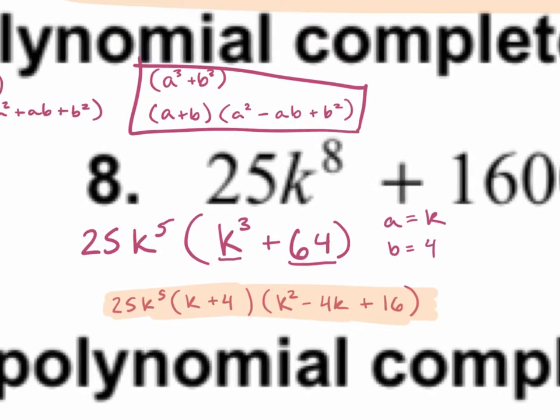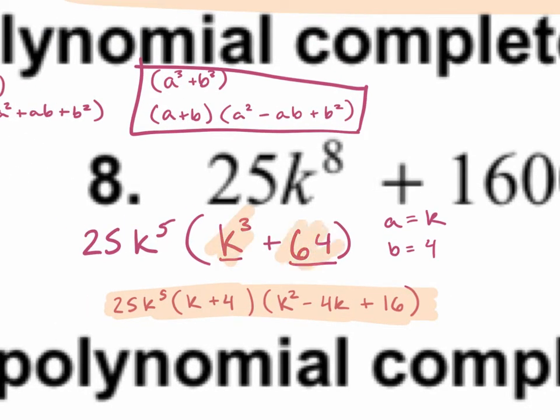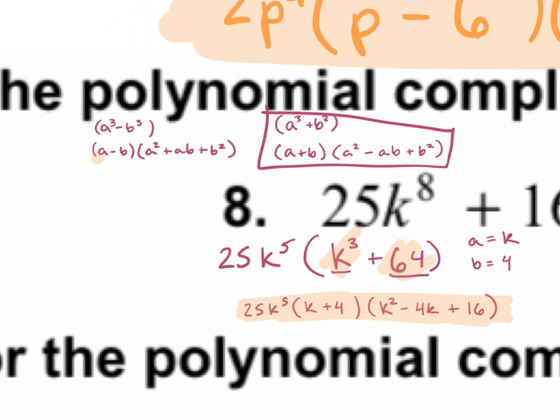So anytime you see that you have a perfect cube and a perfect cube, you're going to use one of these formulas. If you're subtracting them, you plug it into the first. If you're adding them, you plug it into the second.